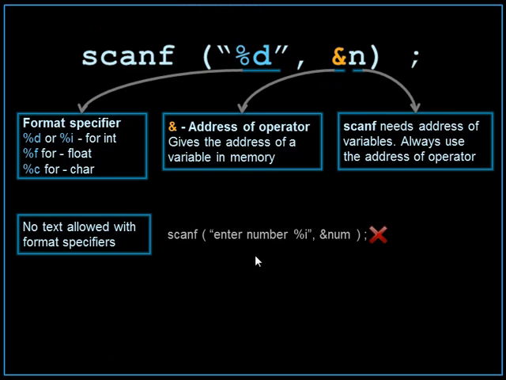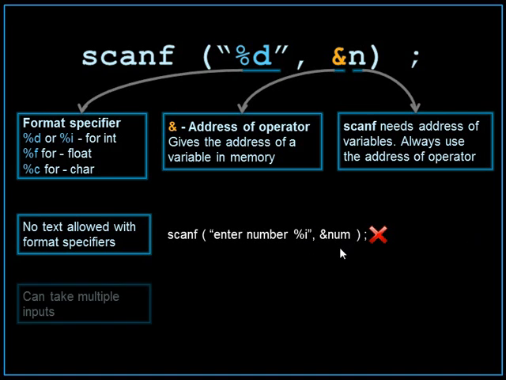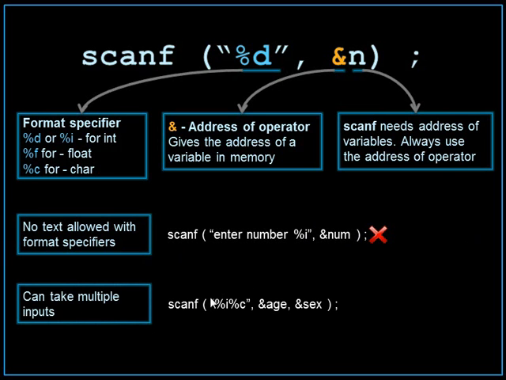So if you write scanf, enter the number and %i, that is wrong. It can take multiple inputs. Scanf can take multiple inputs. If you write scanf %i, %c, you can have multiple format specifiers, which means that it will take multiple inputs from the user. So scanf %i, %c, and then we take input the value of two variables, age and sex.